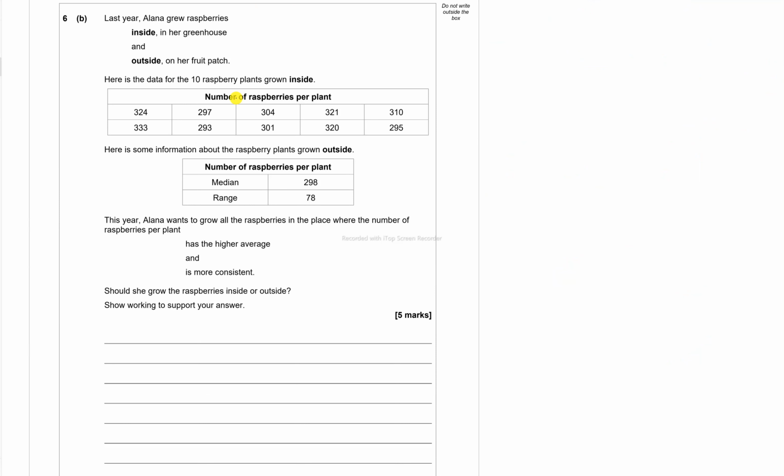Right. So we've got something going on here. Alana grew raspberries inside a greenhouse and outside on her fruit patch. Here's the data of 10 raspberry plants grown inside: 1, 2, 3, 4, 5, 6, 7, 8, 9, 10 plants. So that's inside, and this is outside. Okay, median and range.